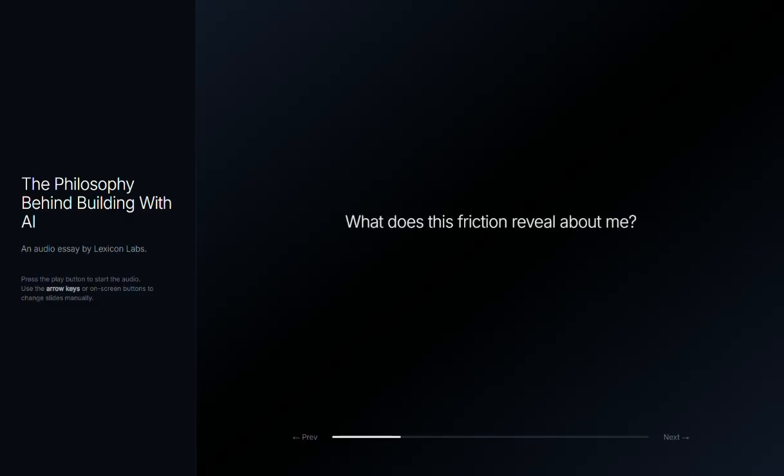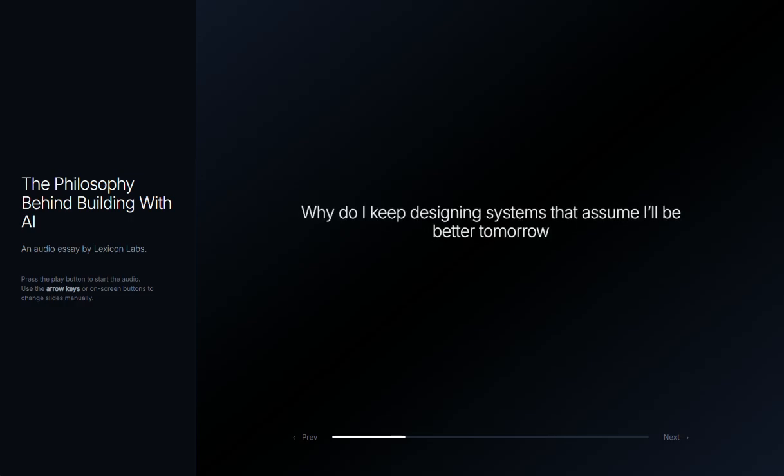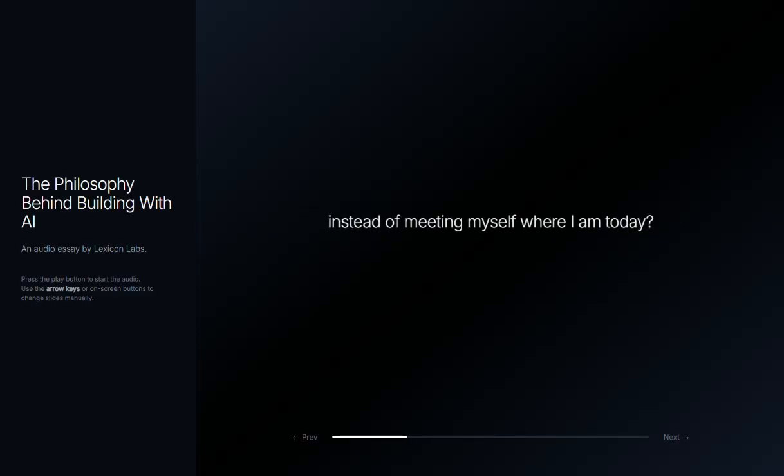What does this friction reveal about me? Why do I resist this task? Why do I keep designing systems that assume I'll be better tomorrow instead of meeting myself where I am today? AI didn't give me answers, it gave me mirrors.